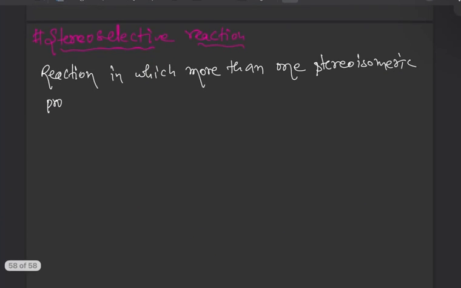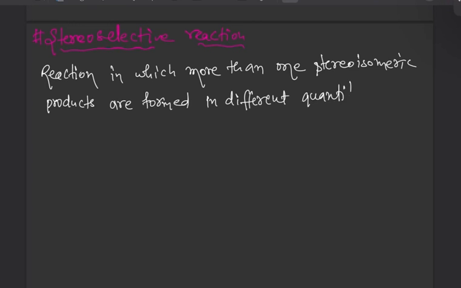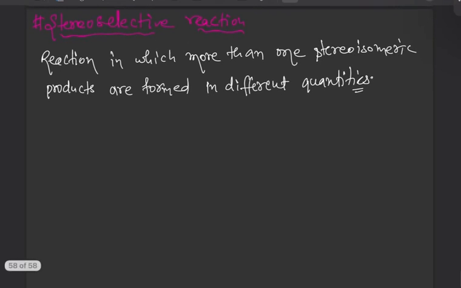Don't worry about it. So a reaction in which more than one stereoisomeric product is formed in different quantities will be known as a stereoselective reaction.